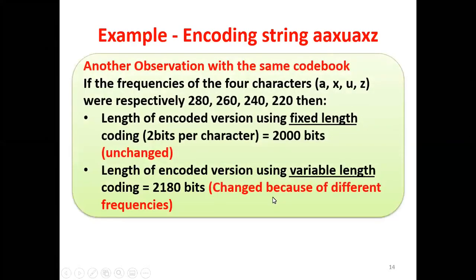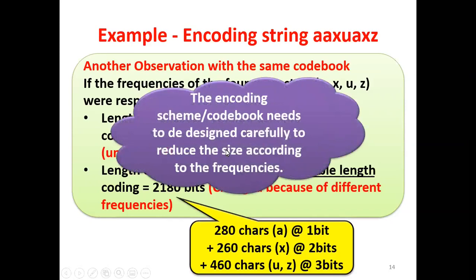Then if we perform a similar operation again here, for the fixed length, we have 2000 bits, but for the variable length, we are having 2180 bits. Can you see the difference? So this is trying to say that if care is not taken, then the variable length will not give shorter bits at all points. So in that case, what do we need to do? We need to be careful when we are designing our code book.